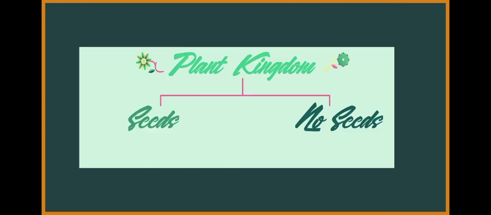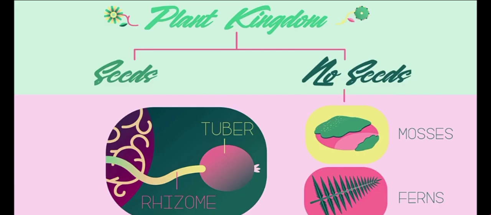The plant kingdom can be split into plants with seeds and plants without seeds. Not every plant grows from a seed. Ferns and mosses, for example, grow from spores. Instead, other plants use asexual reproduction and grow new plants from rhizomes or tubers.